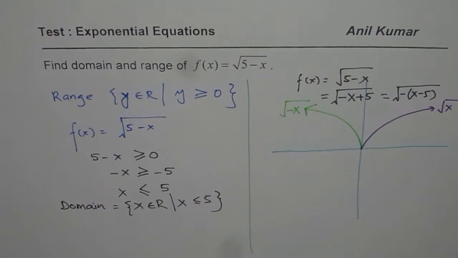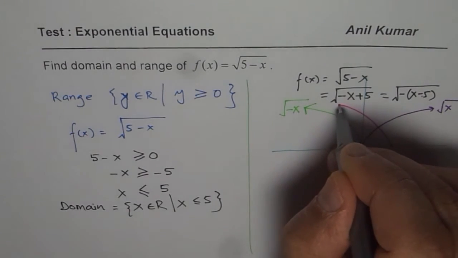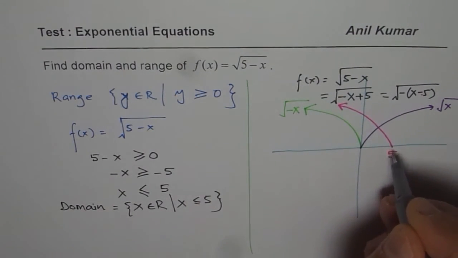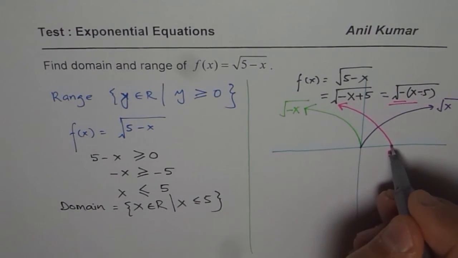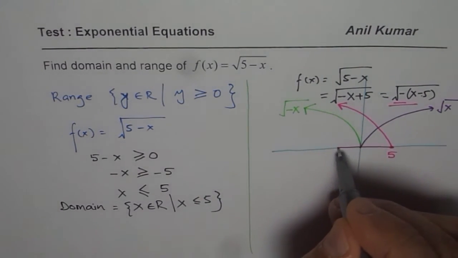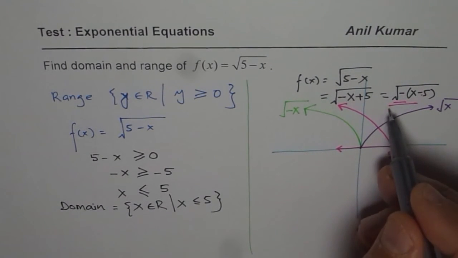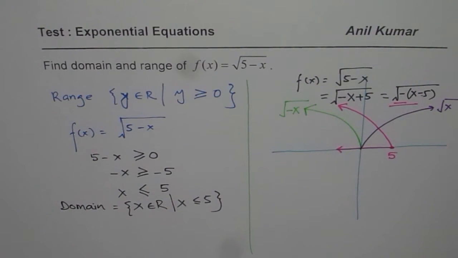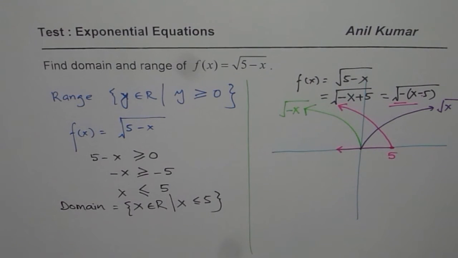And then we have a translation 5 units to the right. That means it looks like this. Do you see that? So this is 5 units to the right. That becomes our final graph. From here you can clearly see that the domain is x less than or equal to 5 and the range is y greater than or equal to 0, correct? So that is how you can verify. Now sketching this graph is also a very critical exercise to understand from a test point of view. I hope you appreciate it. Thank you and all the best.